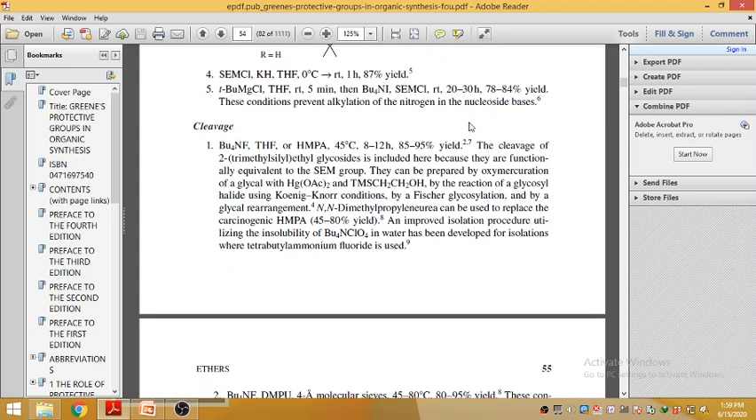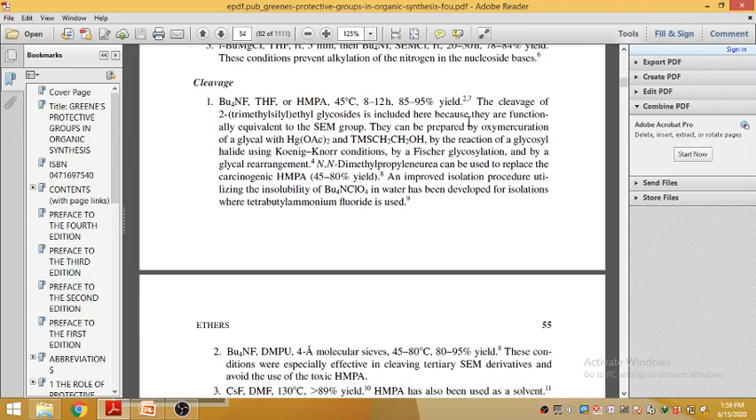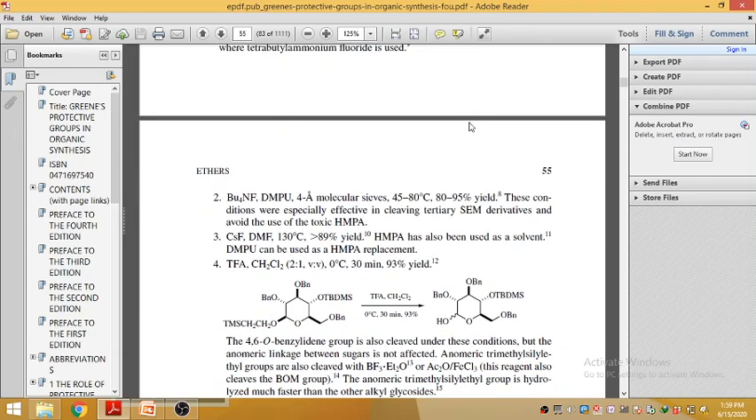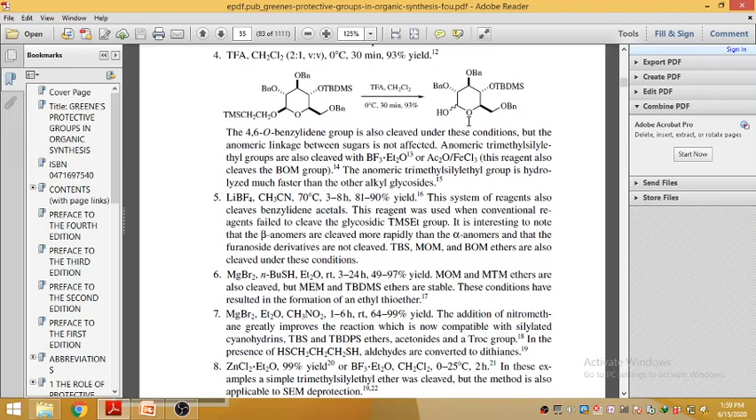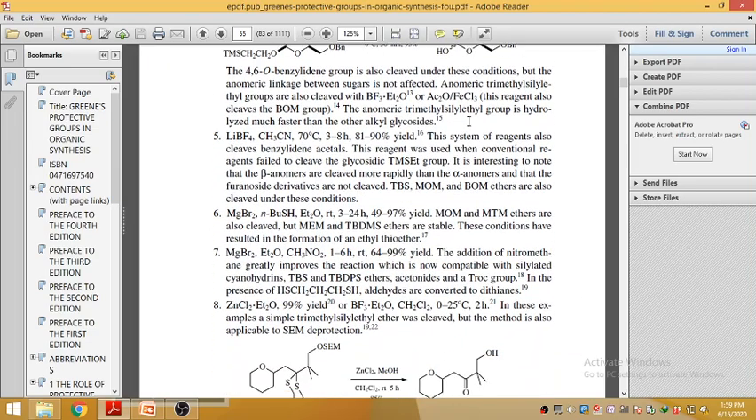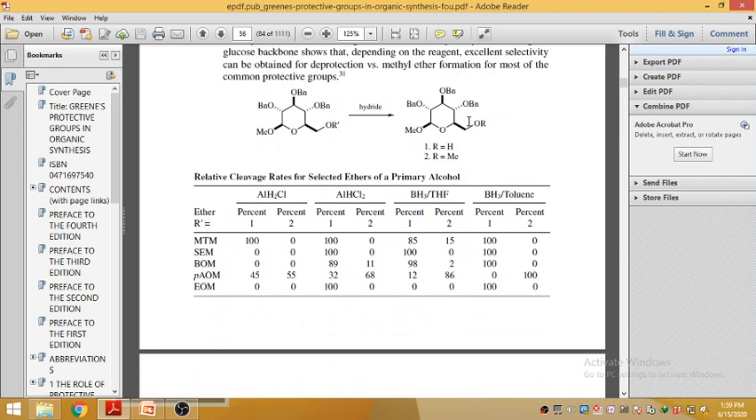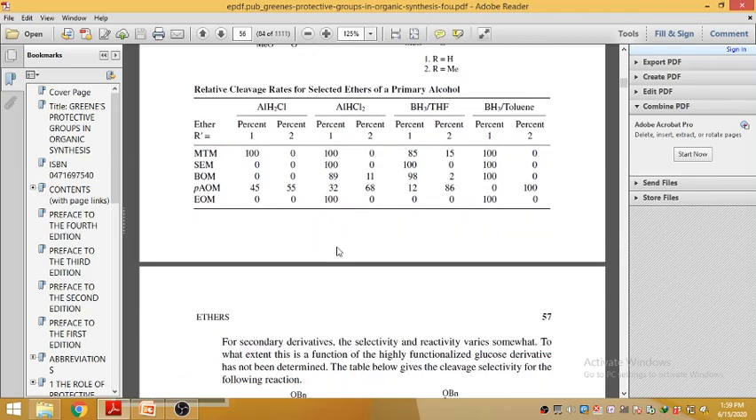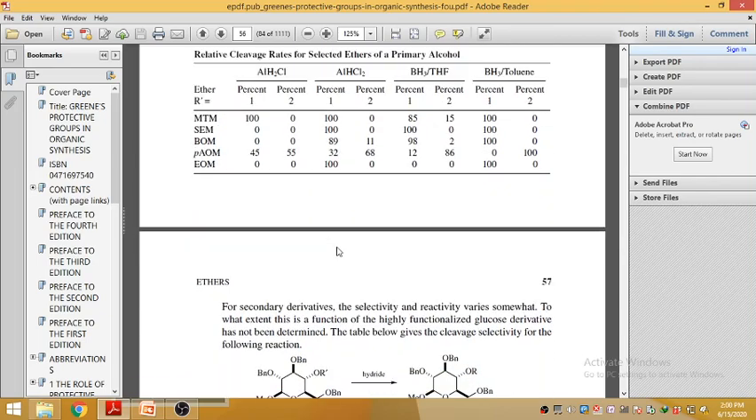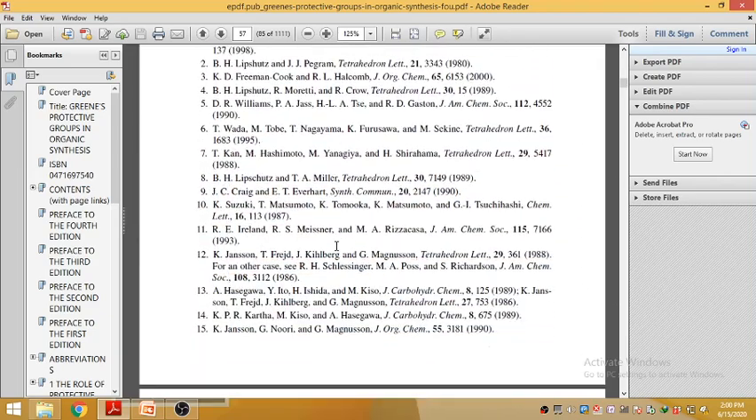The methods of cleavage are also similar. There are examples as well. So you can download the paper of any reference and get the complete paper to see the example. So here is another table, that is the relative cleavage rate for selected ethers of primary alcohol. There are different ethers. You can also get some practical knowledge if you are working on a synthetic project. So here are the references.